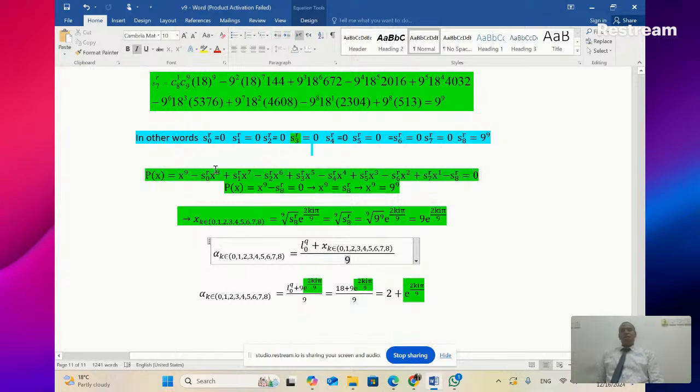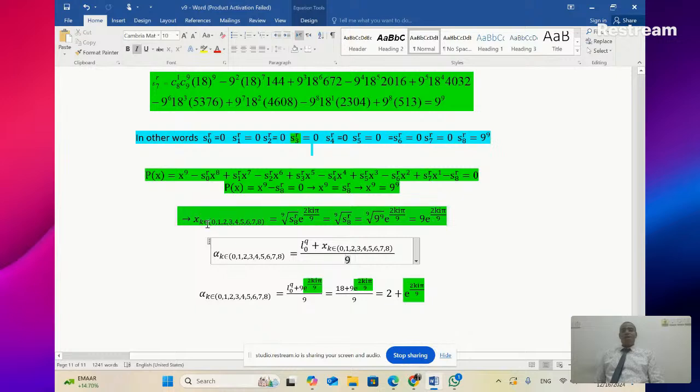All the coefficients are equal to 0 except the last one. So we write it as x raised to the power 9 minus s8 equal to r. Therefore x^9 is equal to s8 equal to r, because minus s8 with r transferred to the right-hand side becomes positive, since transferring a negative sign gives a negative negative. Therefore s8 is going to be 9 to the power 9, so x^9 equals 9 to the power 9.